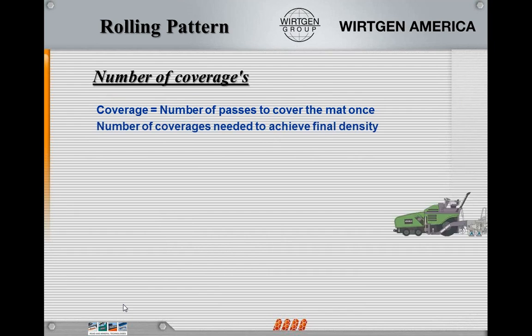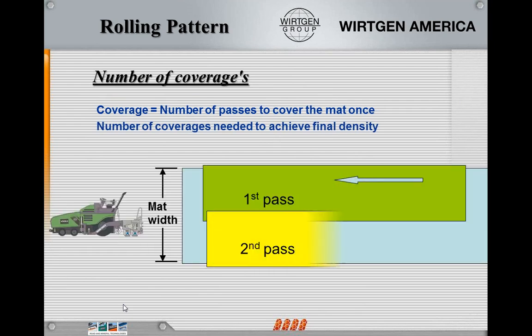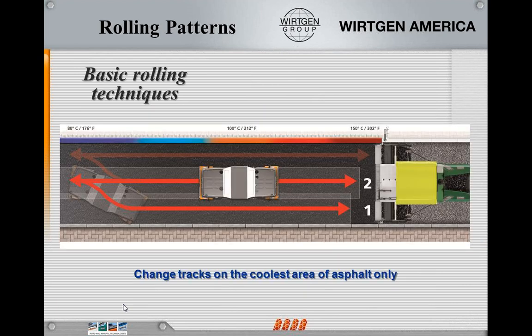Now, number of coverages is the number of passes to cover the mat once with the roller. Not necessarily how many passes we're running, but how many coverages it takes for that roller width to cover the whole width of the mat. So that's where coverages and passes are different. We also want to make sure that when we change the rolling tracks, we always change on the cold side, or if you have the opportunity, always change off the mat if you can.